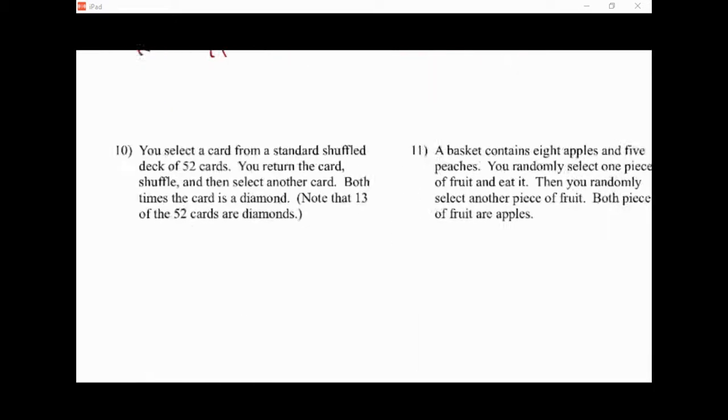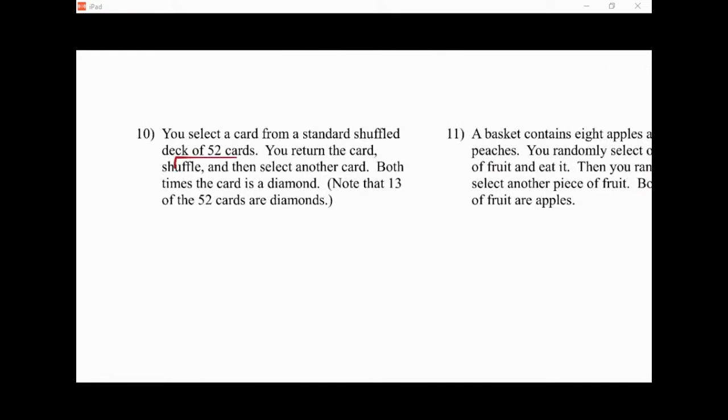Okay. So for this one, you select a card from a standard shuffled deck of 52 cards. You return the card, so this one is independent because you put it back, shuffle it again, and select another card. Both times the card is a diamond. Note that 13 of the 52 cards are diamonds, in case you didn't know that. So the chance of getting a diamond the first time is 13 out of 52. And since you put it back, the chance of getting a diamond the second time is 13 out of 52.